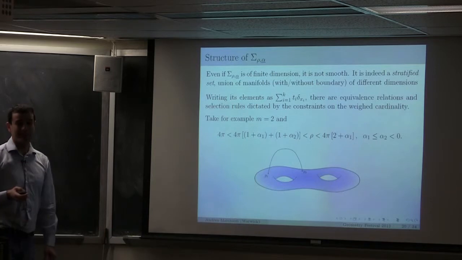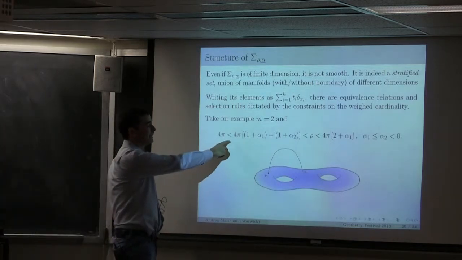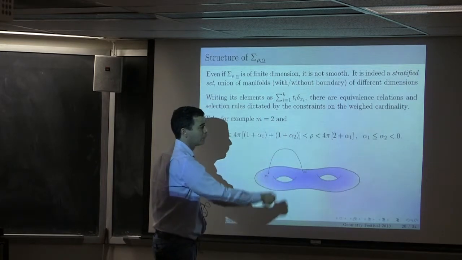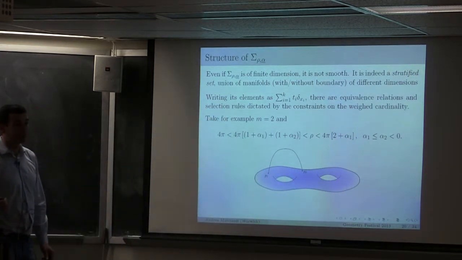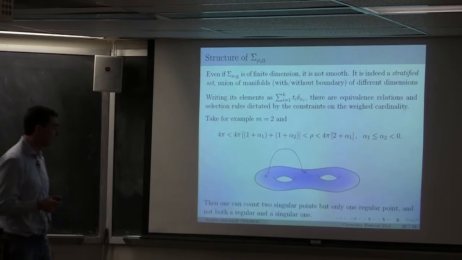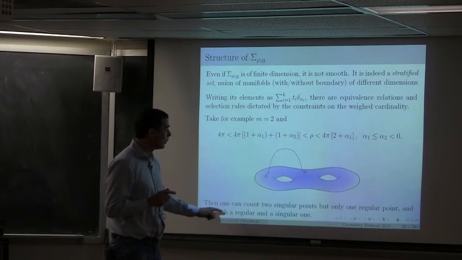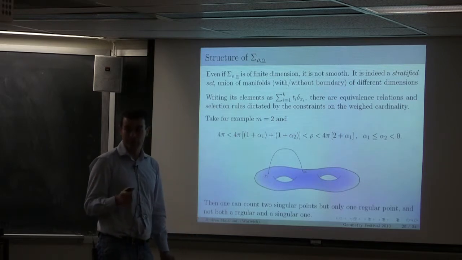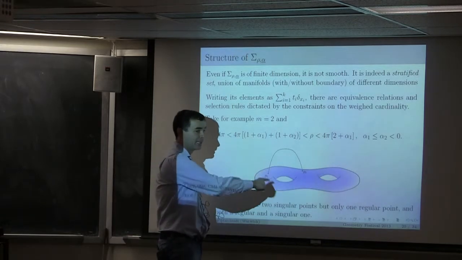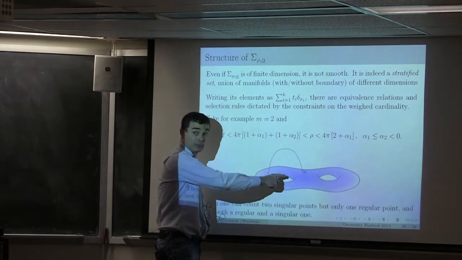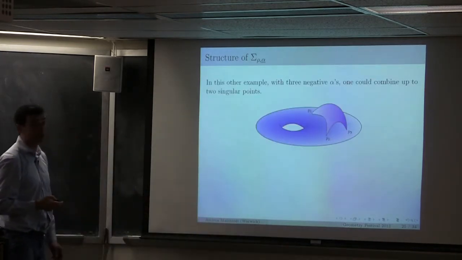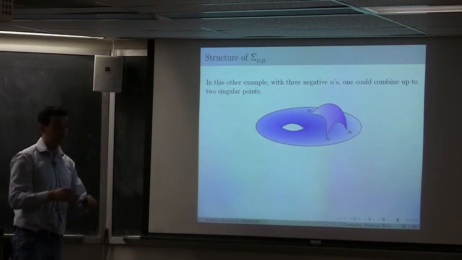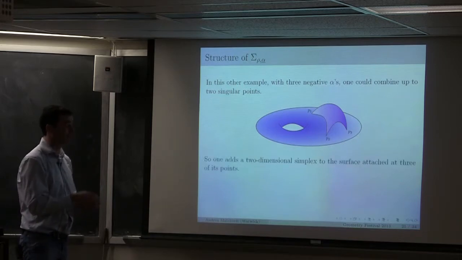All right, so take this example, when 4π is less than ρ, which is less than 4π times the sum of α_1 and α_2, on a torus with two singularities, and less than 4π(2+α_1). What is happening here is that you can consider these combinations, and you're allowed to count one regular point, or two singular points, so take a combination of the two, but not a regular point and a singular point. So what you get in this case is the surface you started with, with a one-dimensional handle. And in the case of 3 points, for example, if the weights are negative, you can combine the 3 of them to obtain a torus with some sort of sail attached at 3 points.